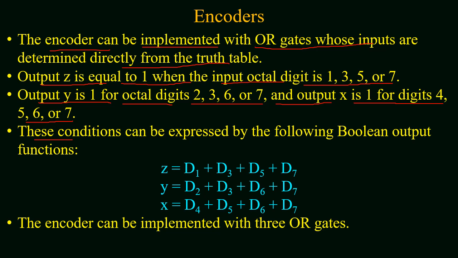These conditions can also be expressed by the following Boolean output functions: Z is equal to the sum of D1, D3, D5, D7. The output variable Y will be the sum of D2, D3, D6 and D7, whereas the output variable X will be equal to the sum of D4, D5, D6 and D7. So this encoder can be implemented with 3 OR gates, one for each output variable.